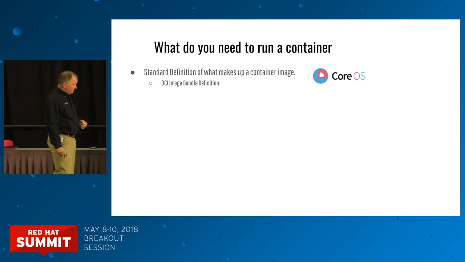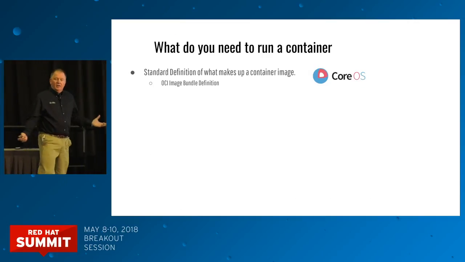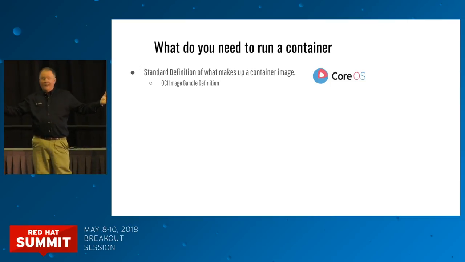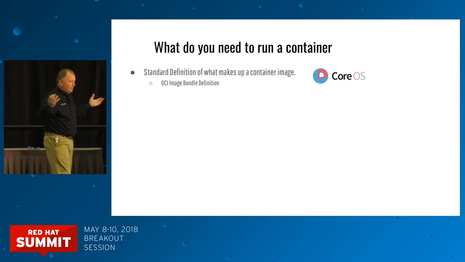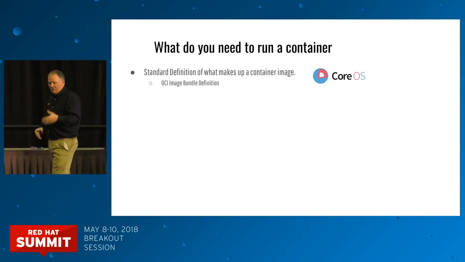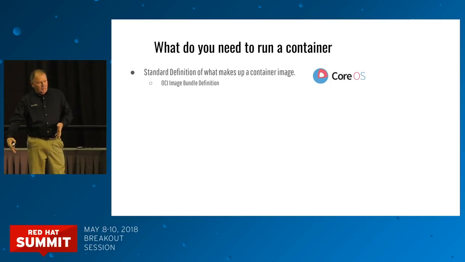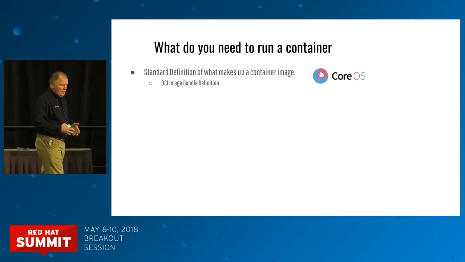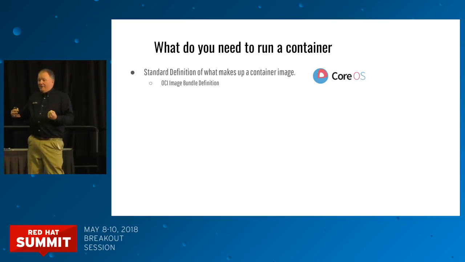So the first one is, what do you need to run a container? All right, first of all, we have to identify what a container is, or a container image. A container image is basically, this fancy container image is a tarball. First of all, you get a rootfs. You create a directory on the system, and you make it look like slash in a Linux operating system. That's what we call a rootfs. So I have a rootfs, and then I tar it up.